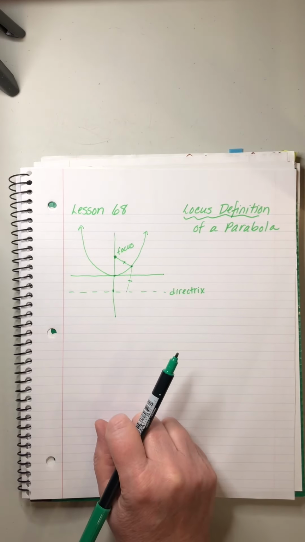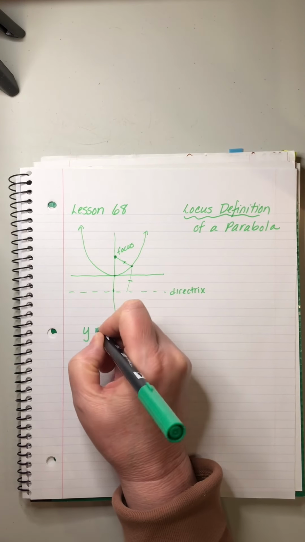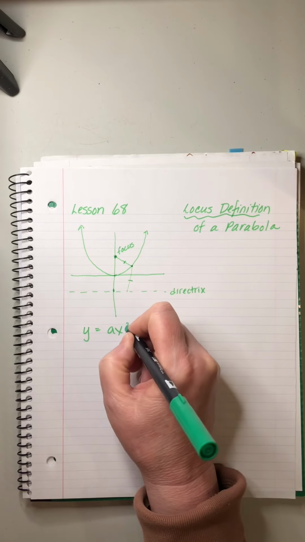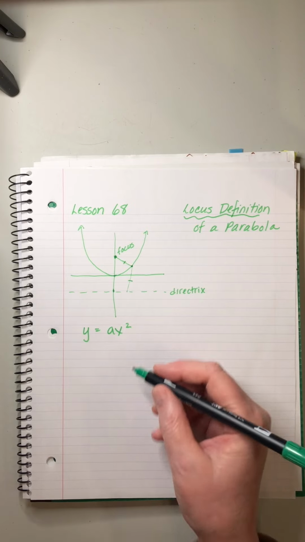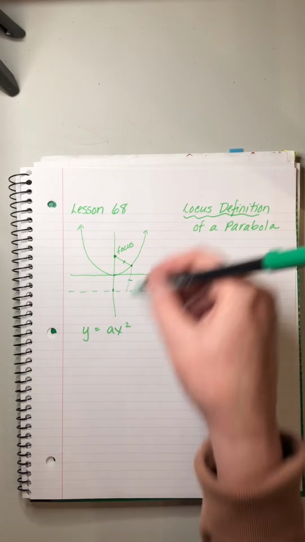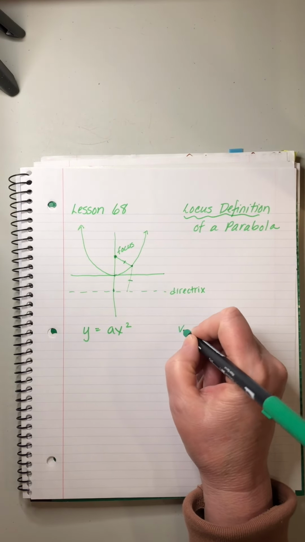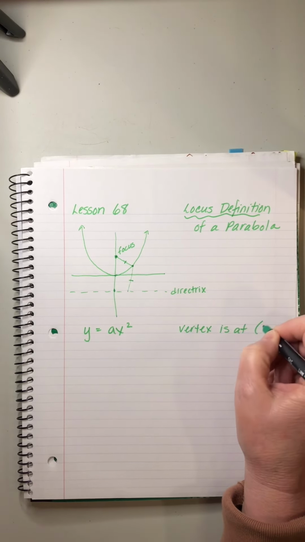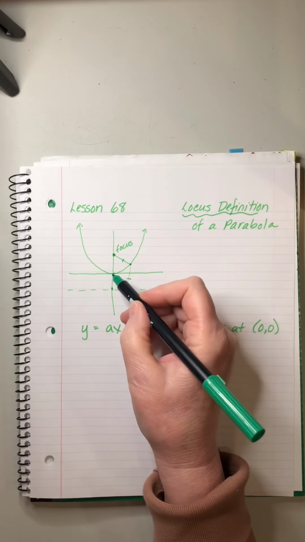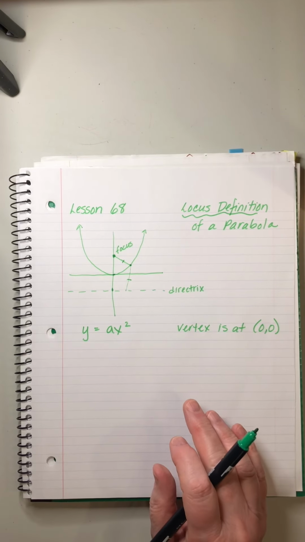That's what it means. Now we can write the equation of this parabola as y equals ax squared. Okay, that's just a basic quadratic function, a basic parabola. This assumes that the vertex is at 0, 0, which is what we see here. And that's what we're going to work on for now. We're going to make it harder later.